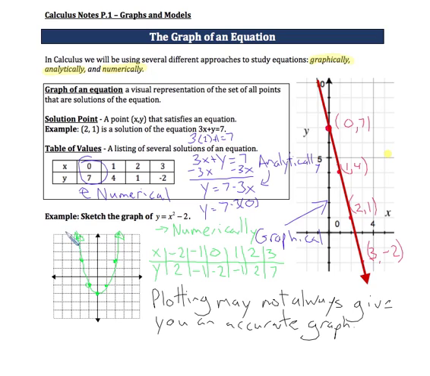Okay? You can also see in the graph that we don't see all of the data because this graph keeps on going. Let's move on.